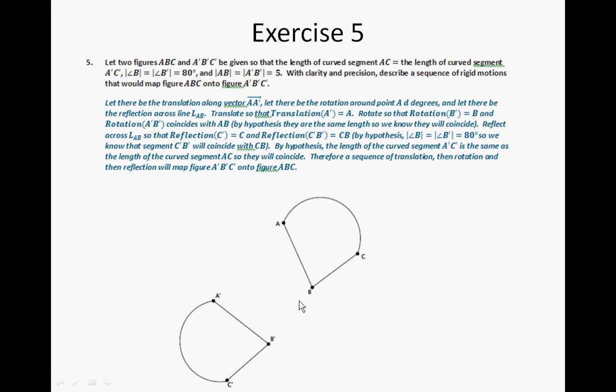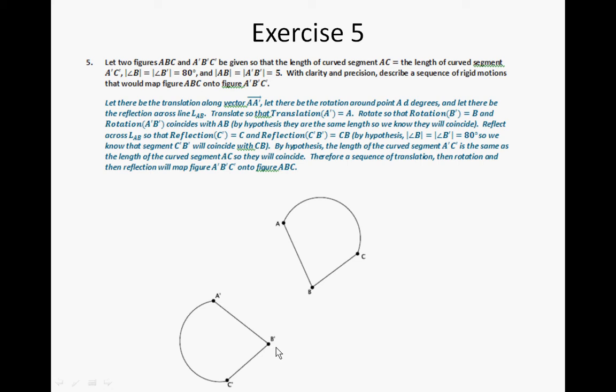So in this case, they matched up A and B. So you're going to rotate until B prime becomes B, and that's going to form your line AB. So you're going to do that translation of A prime to A, and then the rotation of B prime creates B, and also it creates a rotation of A prime B prime that coincides with AB. Reflect across line AB so that the reflection of C prime is point C, so C and C prime are equal to each other.